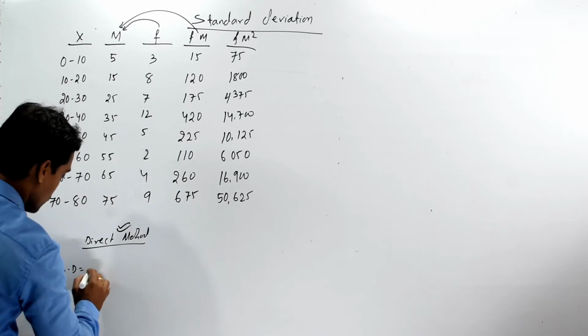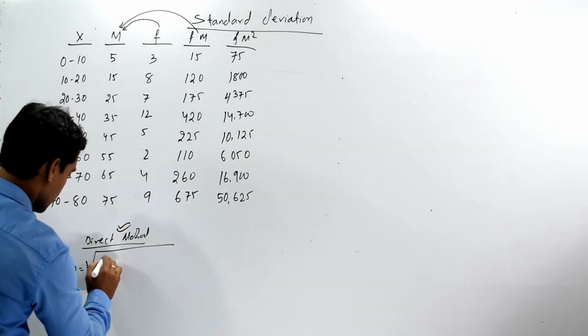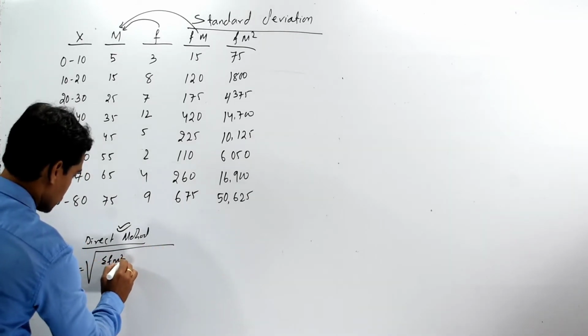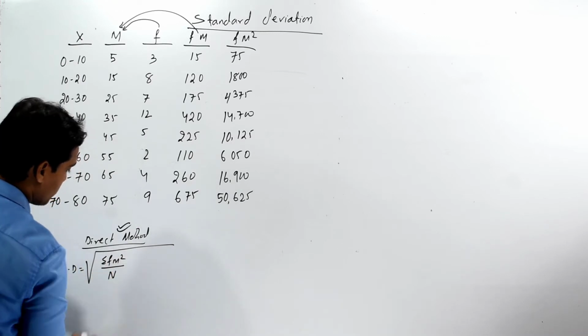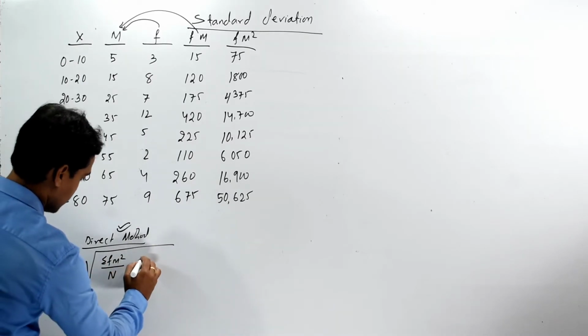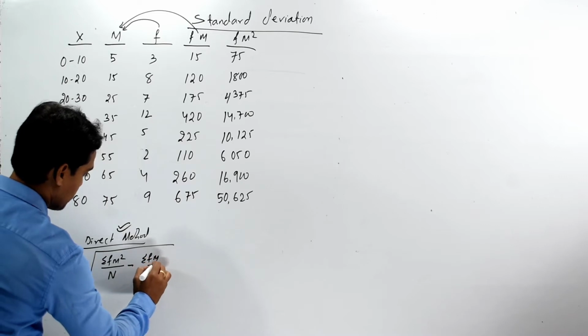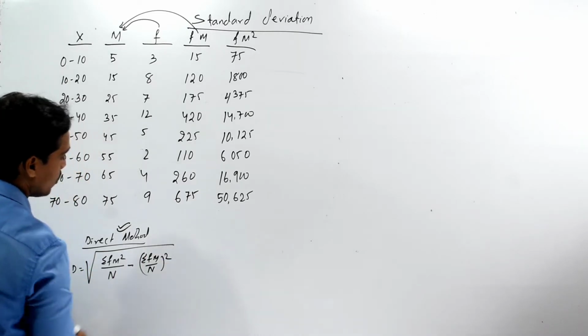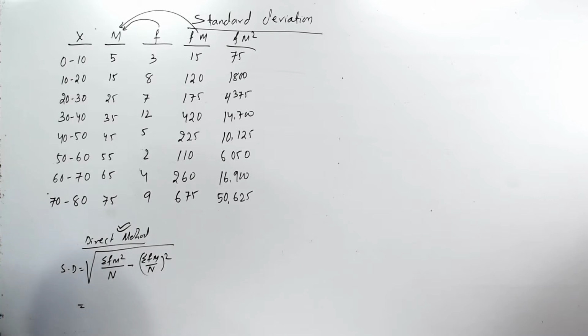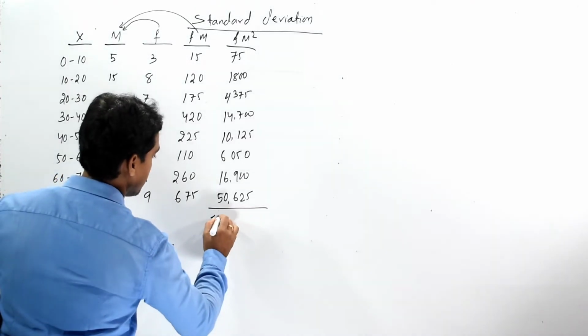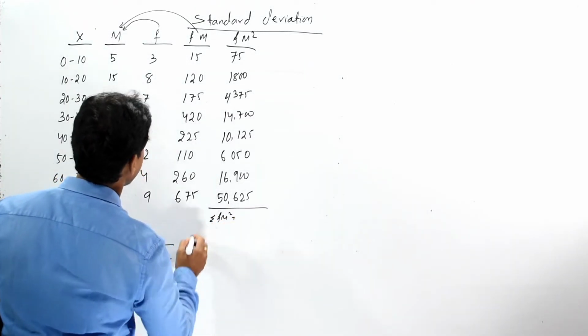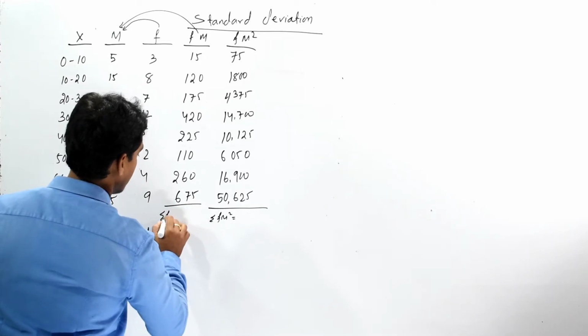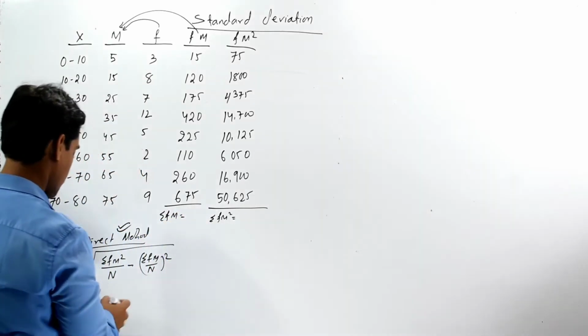equals whole root of summation fm square divided by n minus summation fm by n's whole square. So now find out summation fm square and summation fm.